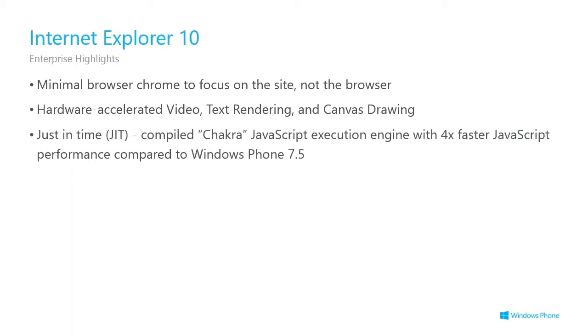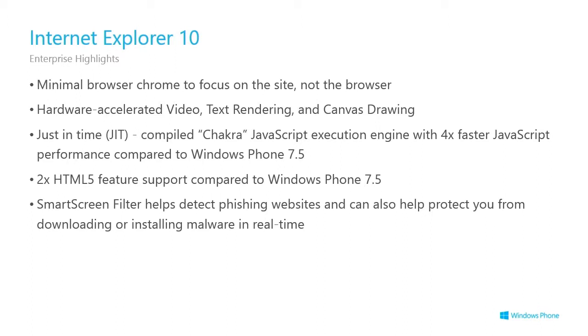We have this Chakra just-in-time compiled JavaScript engine. I mean, this thing is amazing. It was already fast. Now we JIT compile. So what does that mean? The JavaScript, which is the language, the code of the web, we now compile it to native code. So everything you're going to do is going to be dramatically faster and app-like. We've doubled the amount of HTML5 feature support over our last version of Windows Phone.